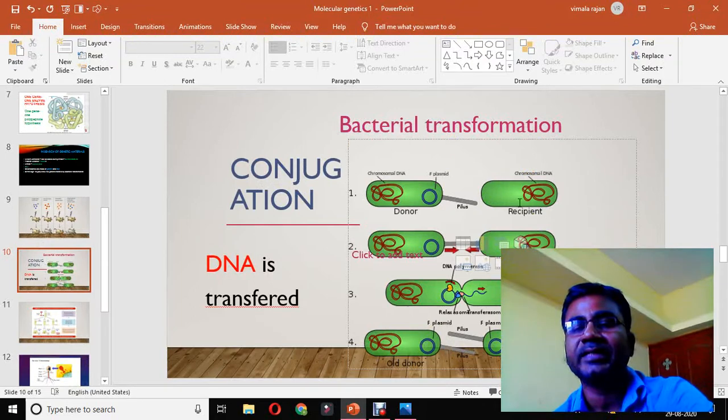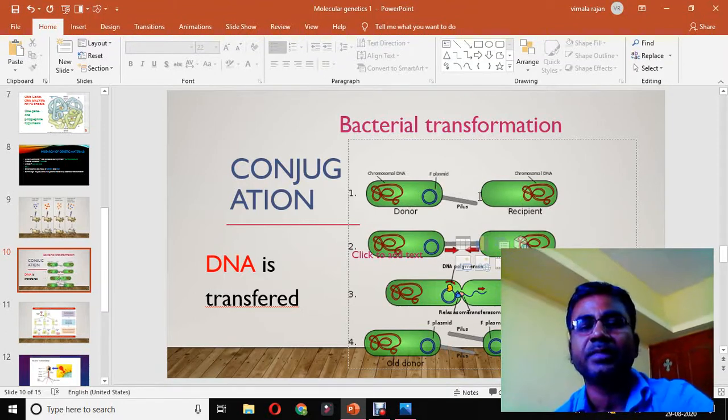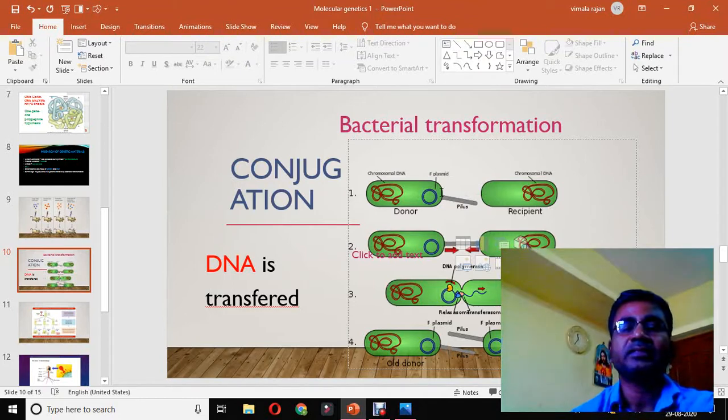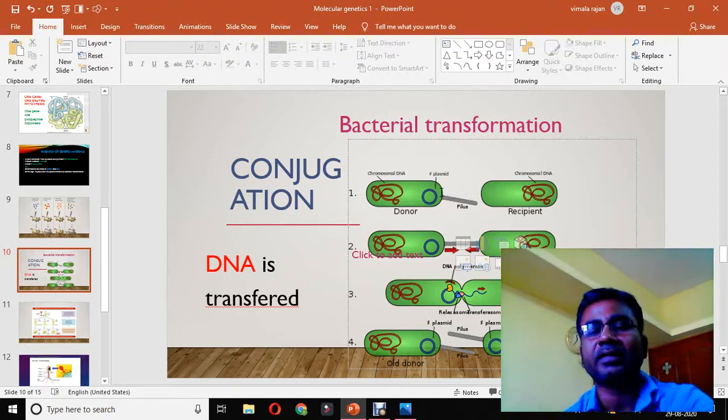Two bacteria come close. This is one bacteria and this is another bacteria. They come closer, and from one bacteria the DNA will be inserted into the nearby bacteria. In this way it can transfer the DNA from one bacteria to another. This is bacterial transformation.